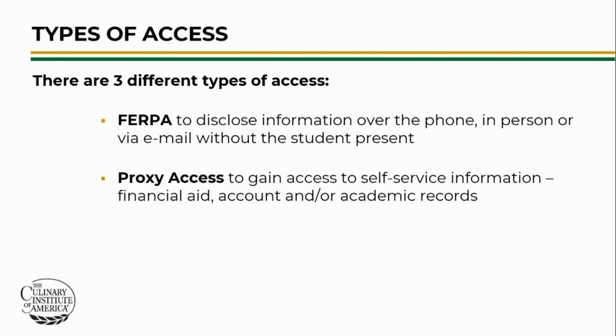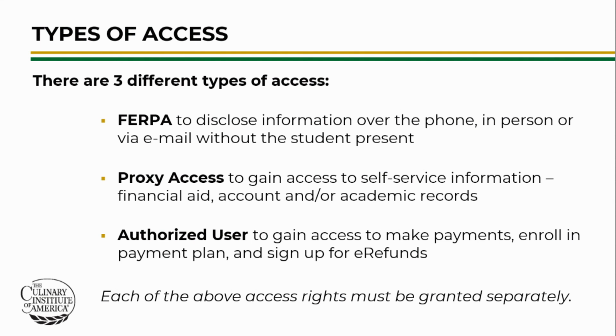Proxy access gains access to the self-service information, so you're able to view financial aid, account, and academic records. And then authorized user access will allow someone to go in and actually take action, make payments, enroll in payment plans, sign up for e-refunds. So each of these above access rights must be granted separately. That's important. We're going to go through how to grant all three.